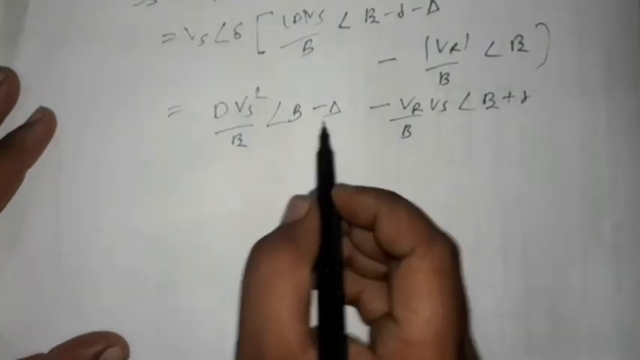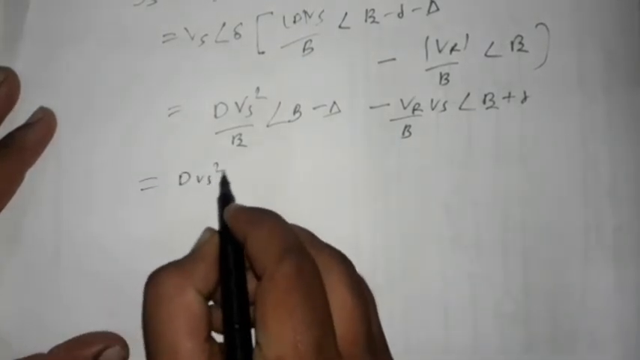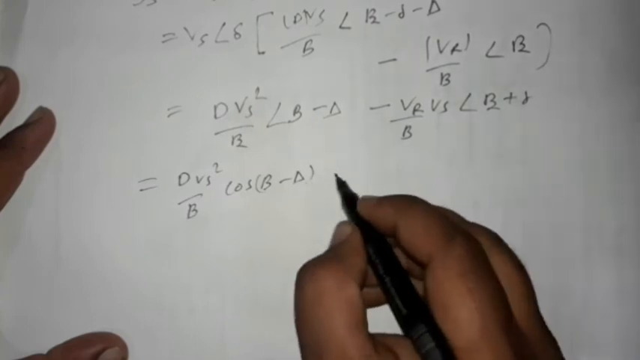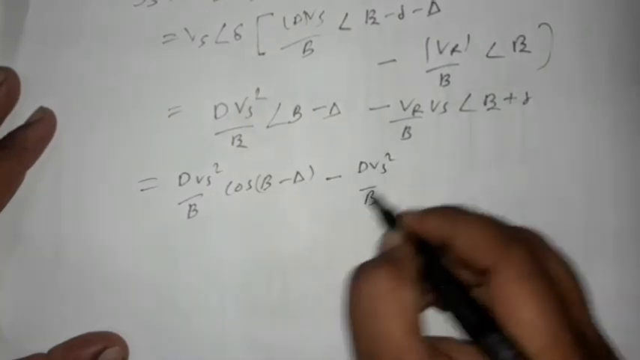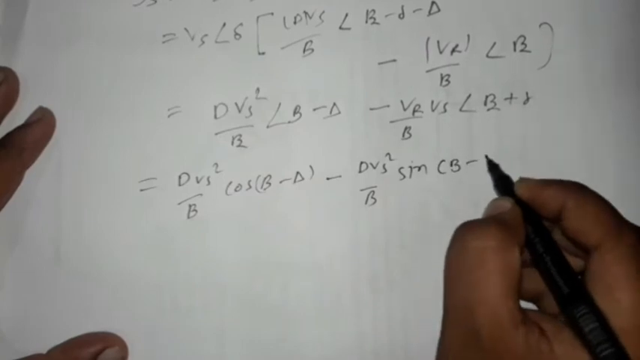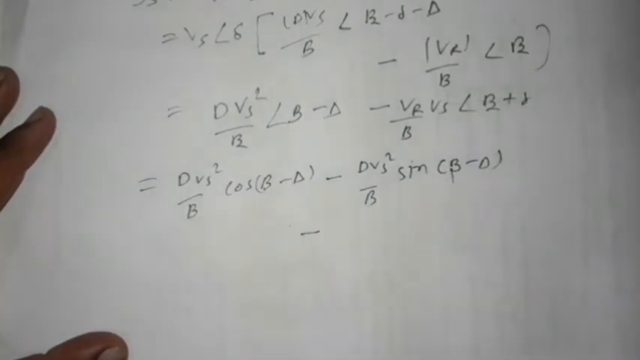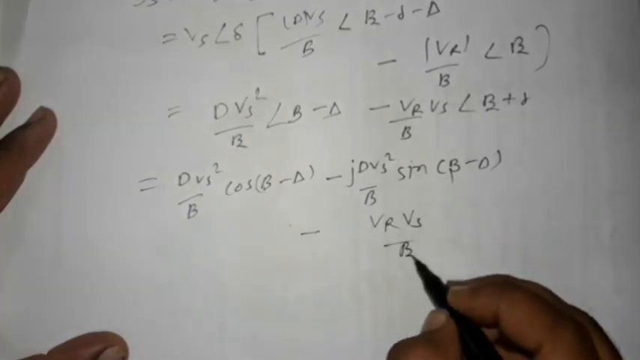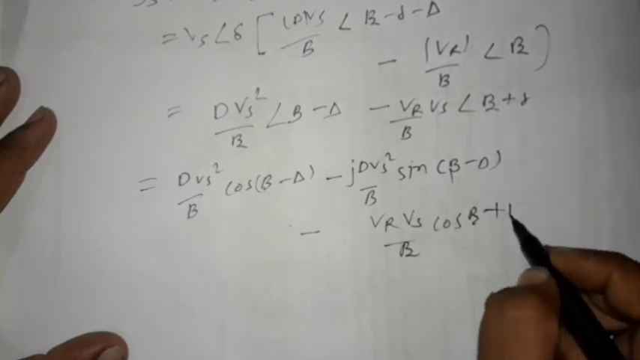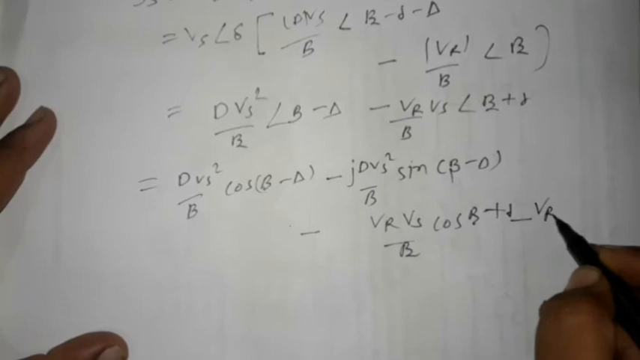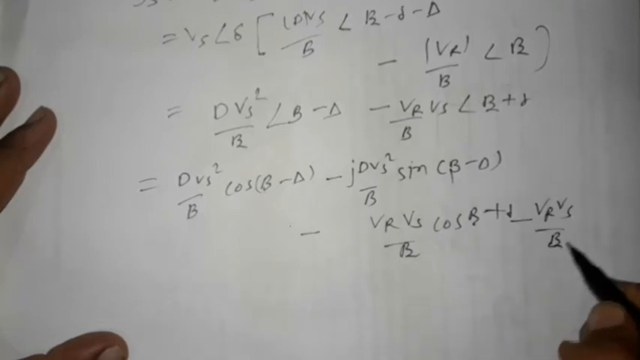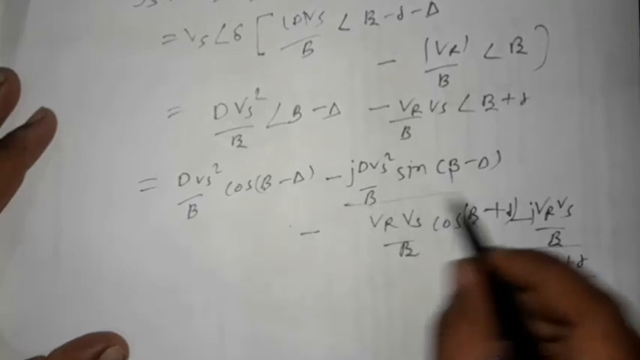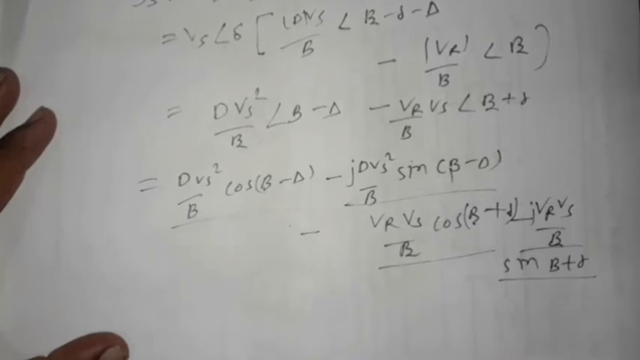Now we put the value of cos and sin: DVs square by B cos(beta minus delta), minus DVs square by B sin(beta minus delta), minus VR into Vs by B cos(beta plus delta), minus VR into Vs by B sin(beta plus delta). These two equations are in imaginary form and these two in real form.